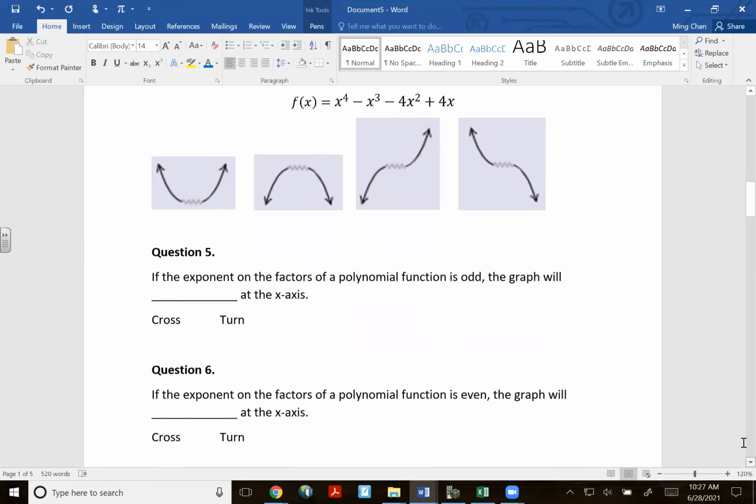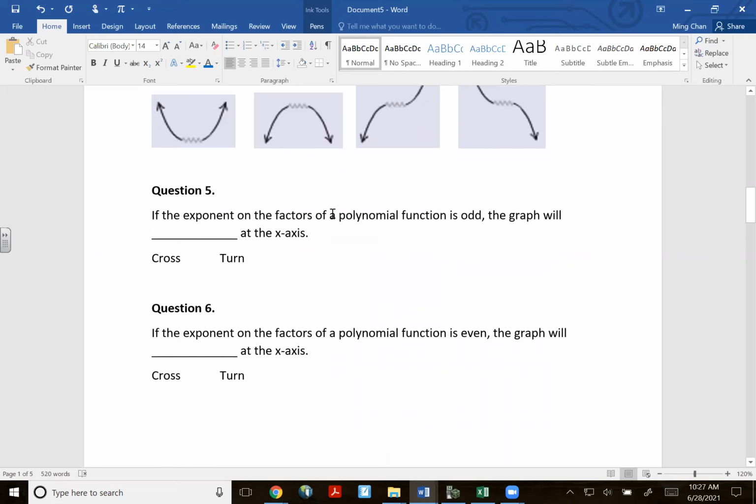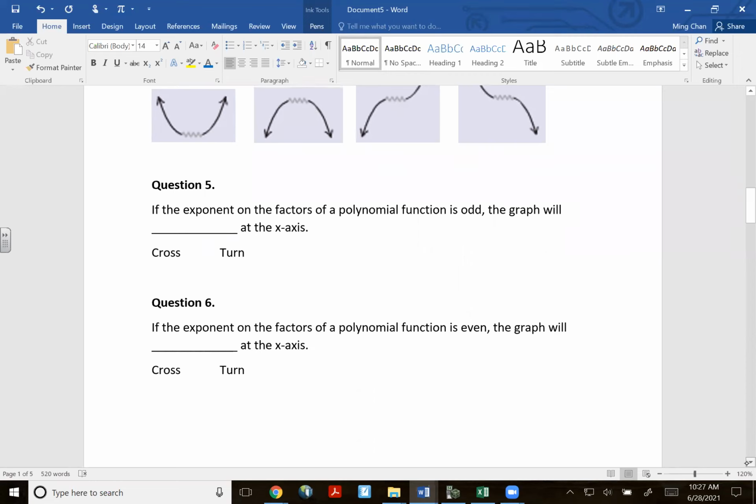Question number 5. If the exponent on a factor of a polynomial function is odd, then the graph will do what at the x-axis? So just like earlier, once we factor out the greatest common factor and factor out our polynomial, if the exponent is odd on those factors, then that tells me it will actually cross. All right, if the exponent on a factor of a polynomial function is even, like that one, x minus 1 times x minus 1, which is x minus 1 squared, right? So when the exponent is even, it tells me that the graph will turn at the x-axis at that point.